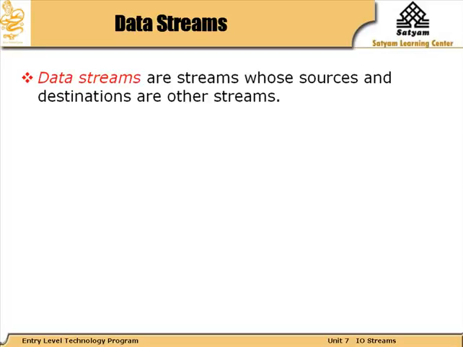Data streams. Data streams are streams whose sources and destinations are other streams, such as file, buffer, network, piped, and so on.